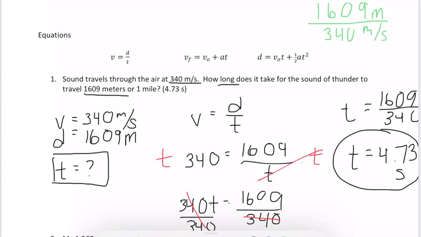So when I'm checking my units, I see that meters cancels meters, and I'm left with 1 over seconds. So my units end up being 1 over seconds, or just seconds, which is sensible. Like my units for time should be seconds.